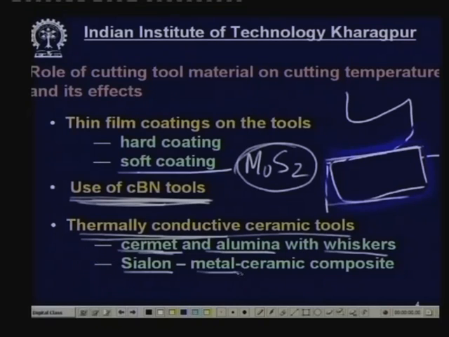Next is metal ceramic composites. In a ceramic like alumina or silicon nitride, some metal like iron, especially silver, is added, which not only increases the thermal conductivity, allowing dispersion of the heat through the matrix, but this silver, when it comes out at the top surface of the tool, functions as a solid lubricant and hence reduces friction, cutting force, energy and temperature.